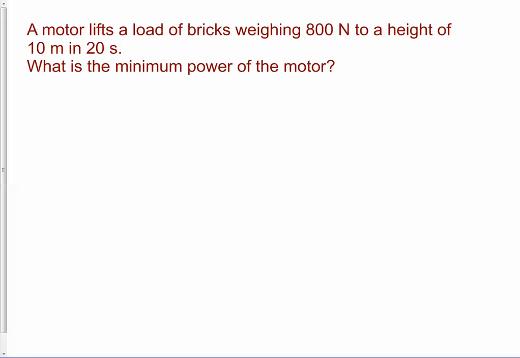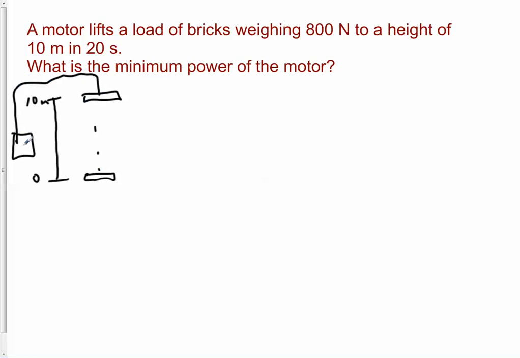Okay. So up to a height of 10 meters, the load of bricks goes up. It's attached to some device, maybe a rope or something that's attached to some motor that's pulling it up. And so what is the power of the motor?